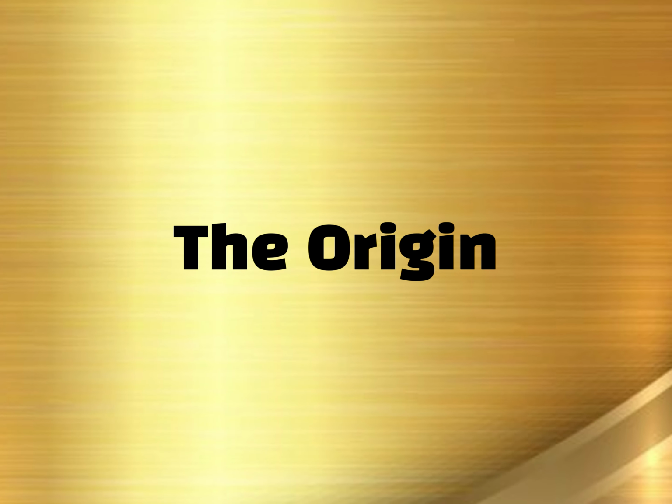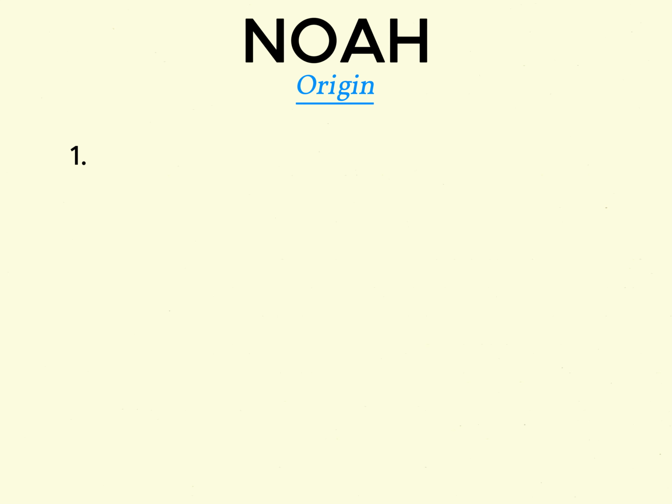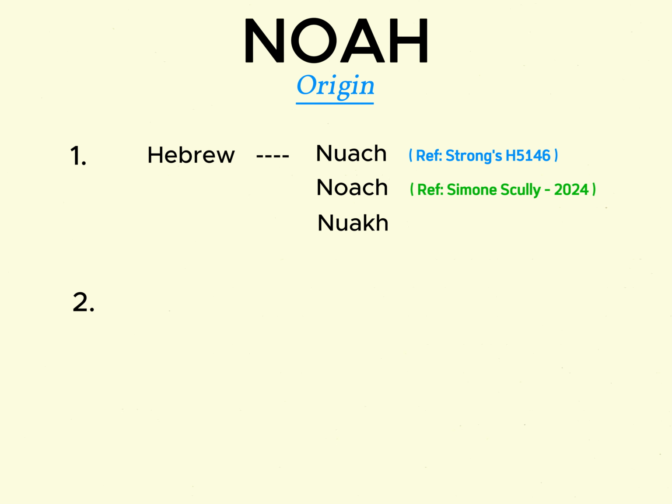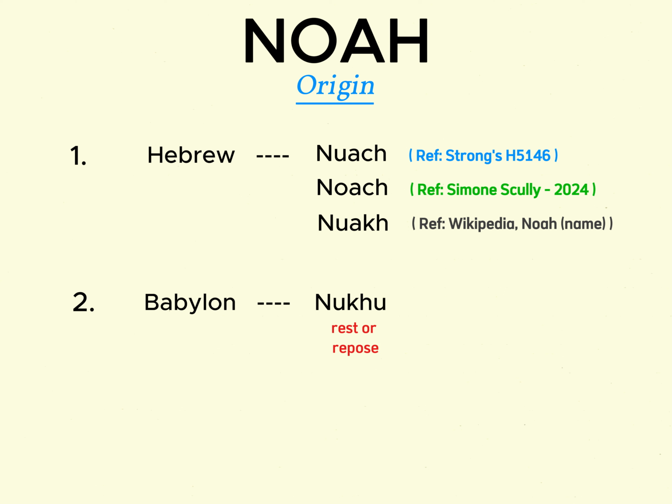The origin. There are two schools of thought on the origin and meaning of the name Noah. The first school of thought postulates that the name is of Hebrew origin, with the Hebrew root being Noach. The second school of thought advances that the name is of Babylonian origin, with the root being Nuku, where Nuku means rest or repose. This is supported by Simon Scully 2024 and Tarragan 2024.